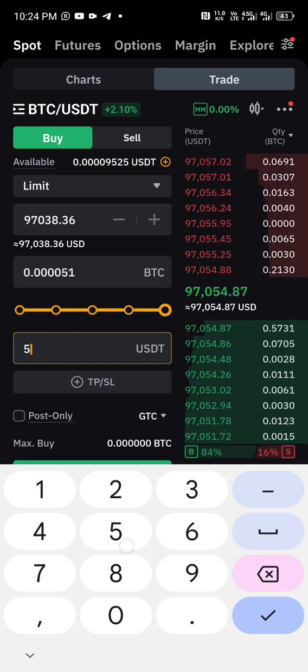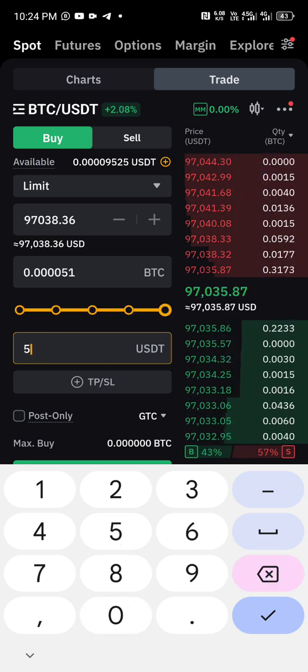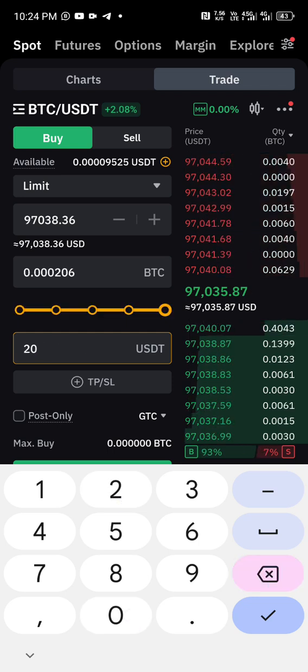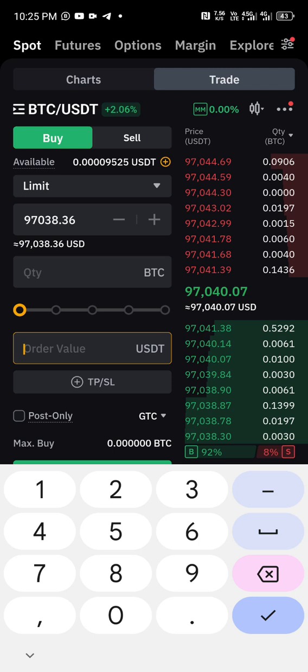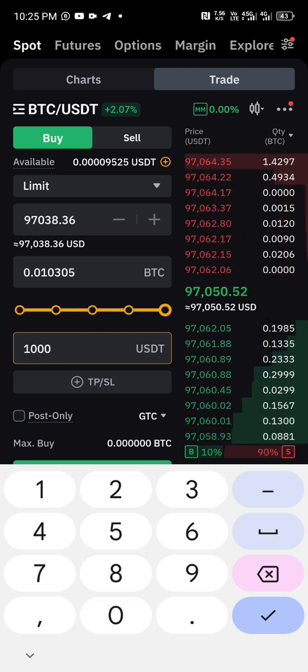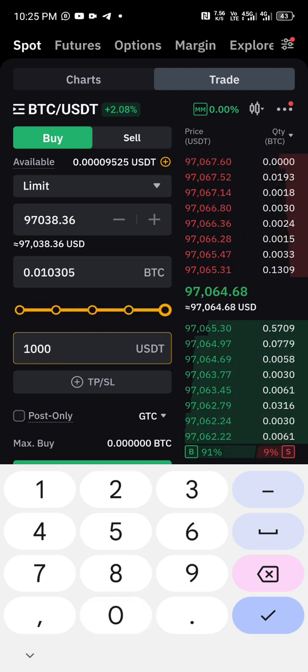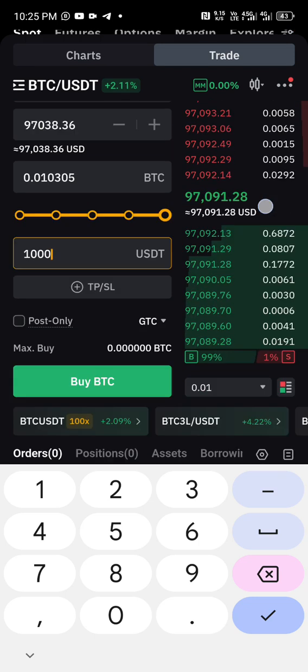If it is 50, you write it here. If it is 20, you write it here. And even if it is 1000 USDT, you write it here. All the space that is provided here is for you to input the exact amount you want to invest. After inputting the exact amount you want to invest, then you can go ahead to click on buy.